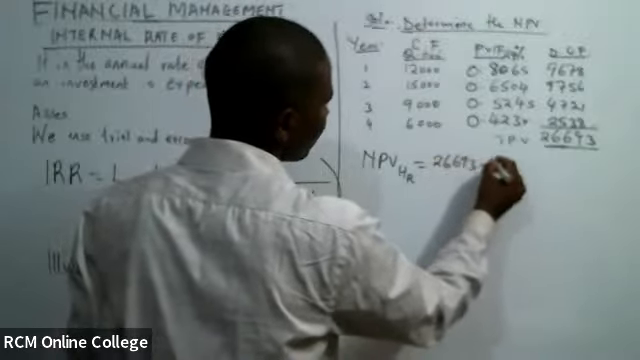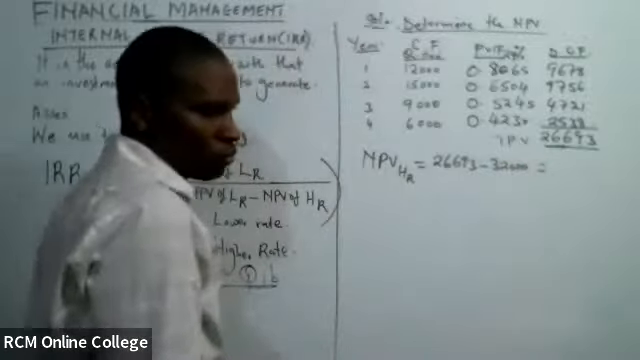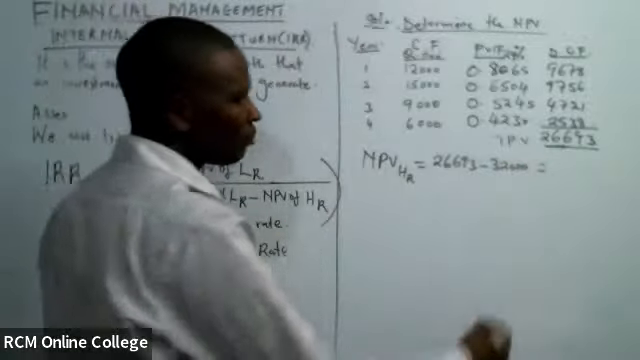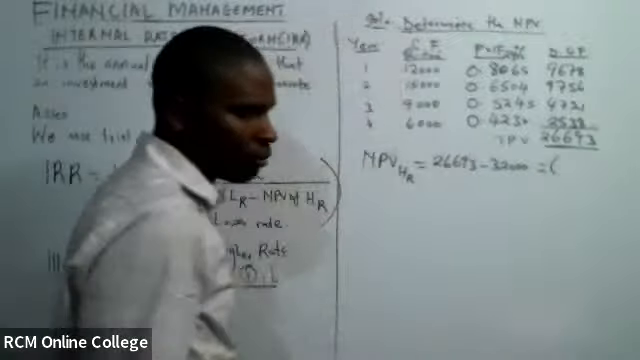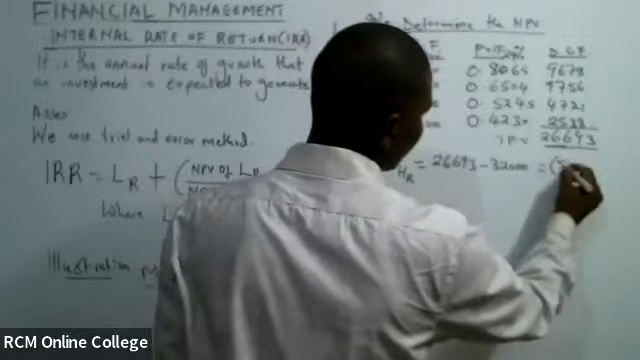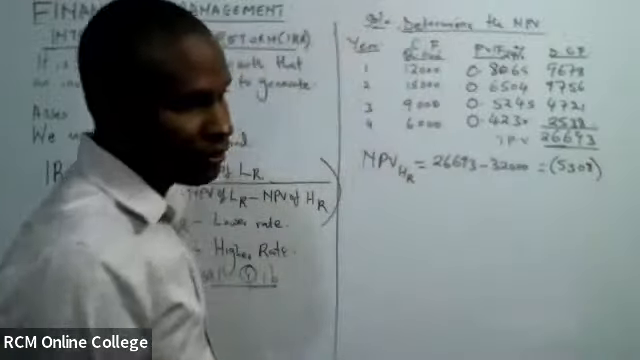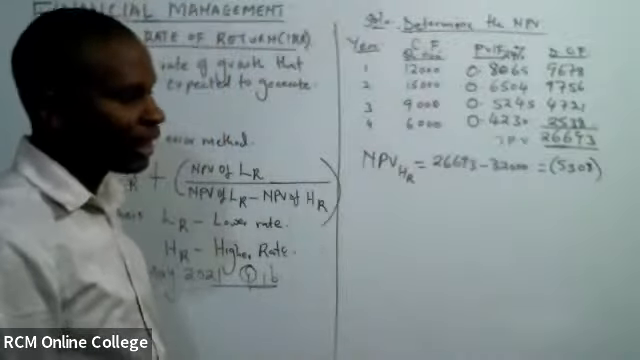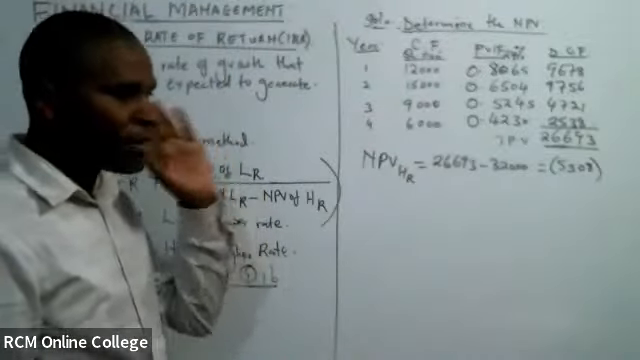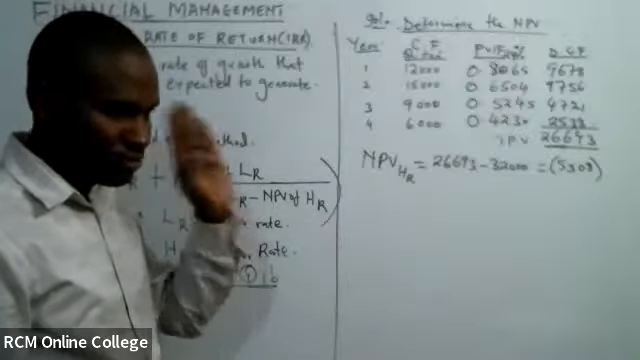26,693 minus 32,000. Remember we eliminated 30. Tunapata ngapi? What will be the NPV in that? Yes, remember I'm looking for a 0 or a negative. It's a negative, 5308. Victor, negative. I have achieved what I wanted. I wanted the higher rate to give me either a negative NPV ama 0.